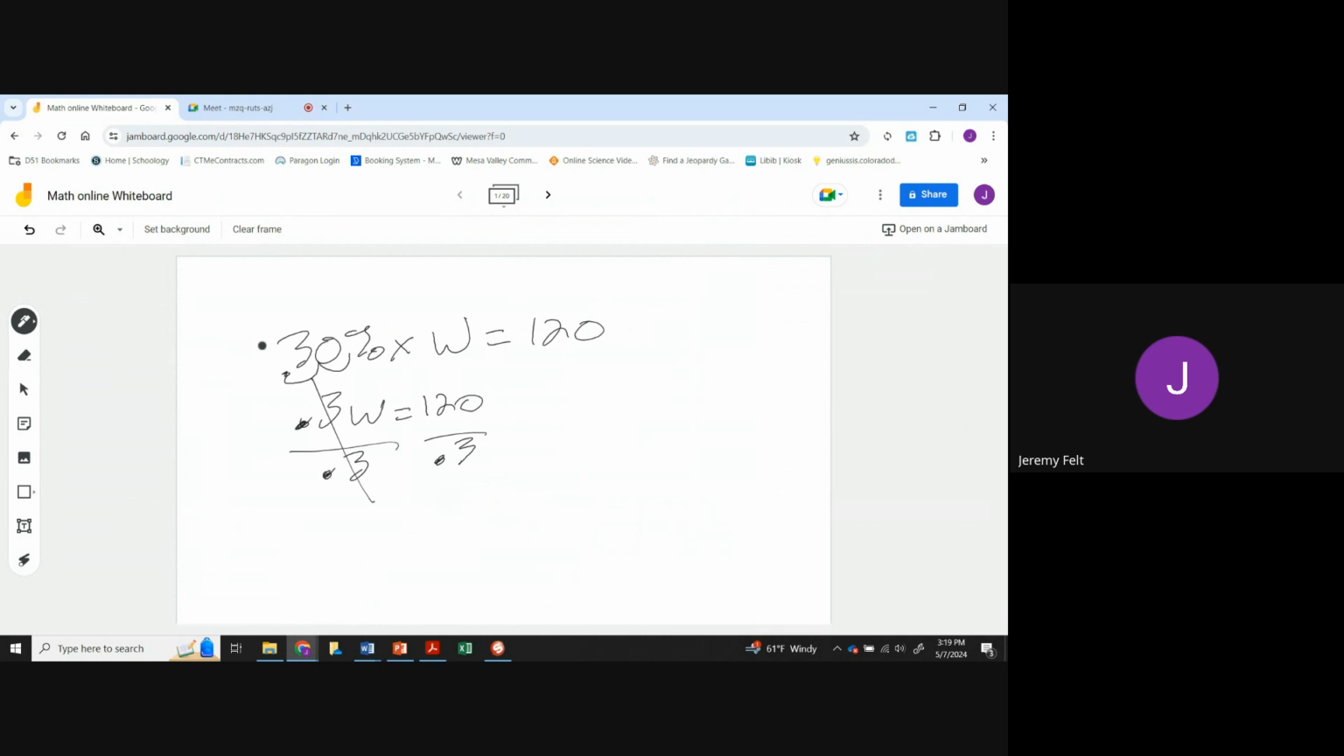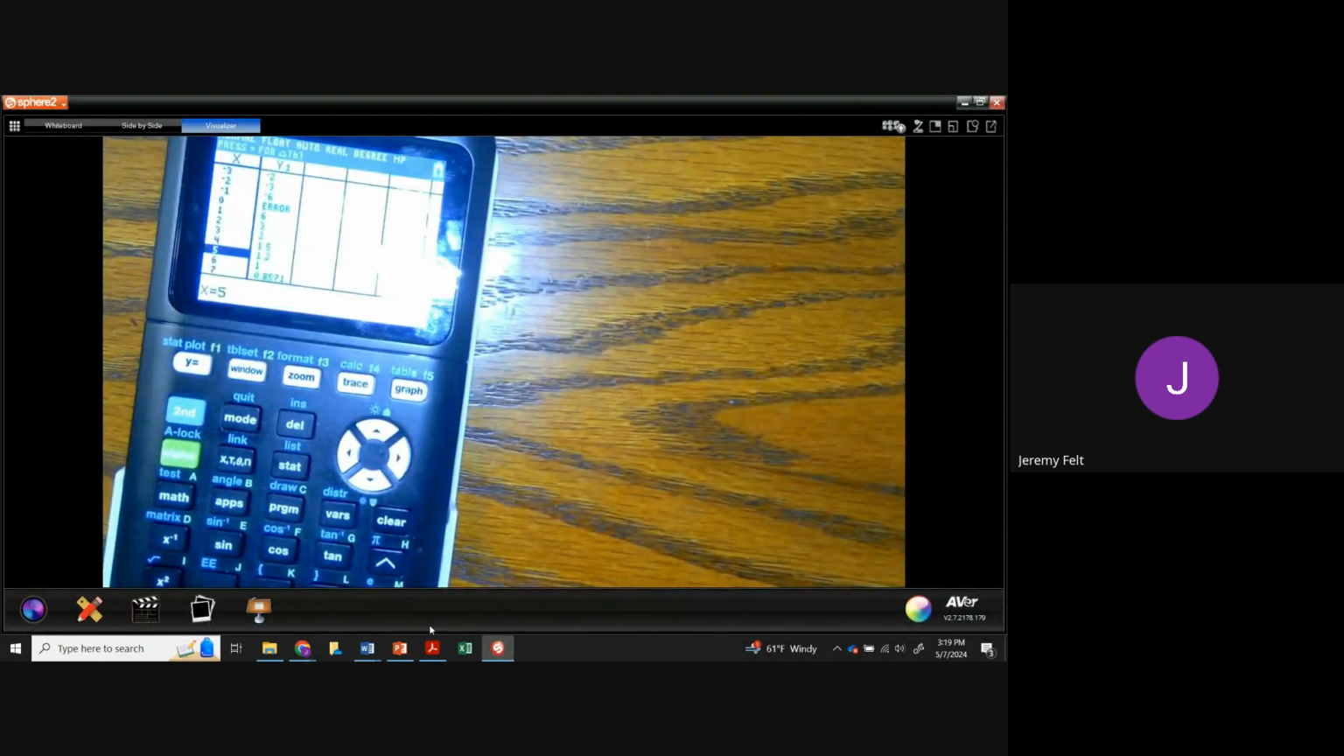Any number divided by itself is just 1. Same thing with decimal numbers. And when we divide by a number less than 1, that's going to make it bigger. So when we go 120 divided by 0.3, we get 400.